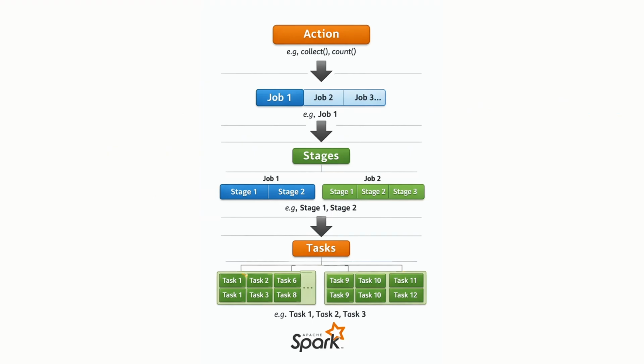After we submit the job, the actual execution starts only when an action is called. An action such as count, show, or write triggers Spark to submit a job. A job represents the complete execution required to produce the result of that action. Internally, Spark divides the job into multiple stages based on shuffle boundaries. A stage is a set of operations that can be executed together without requiring data to be redistributed across the cluster.